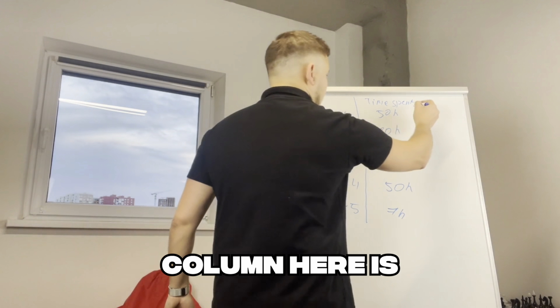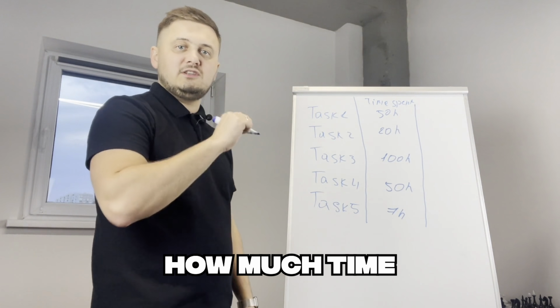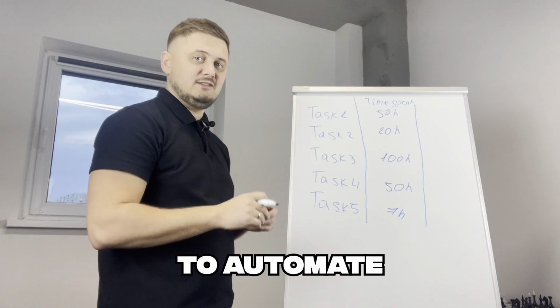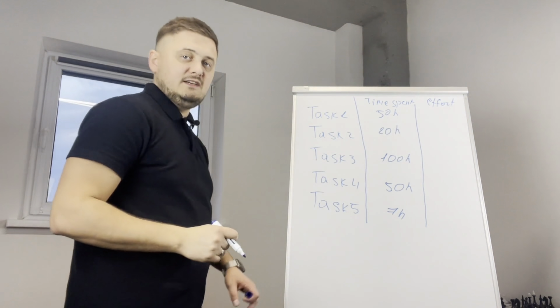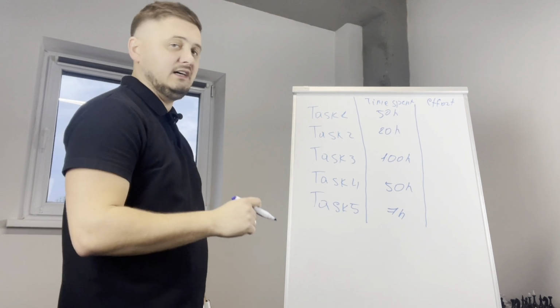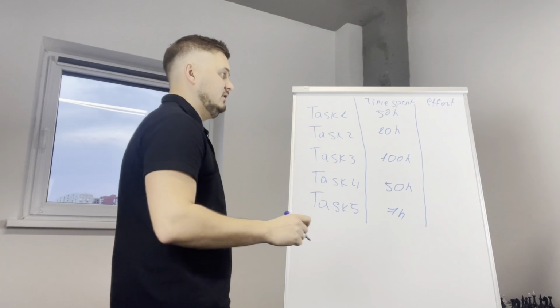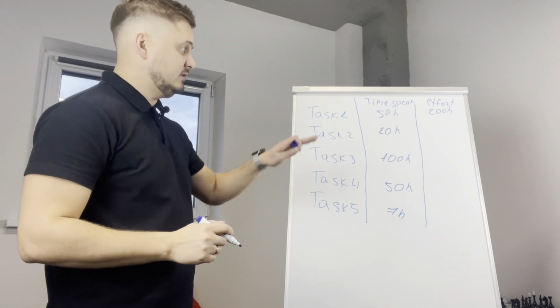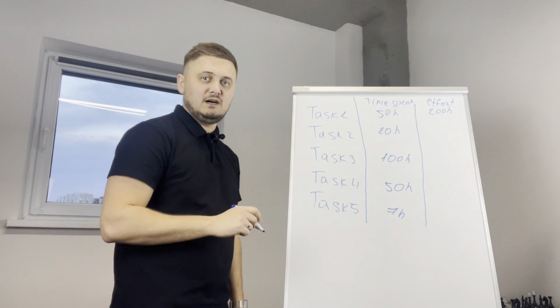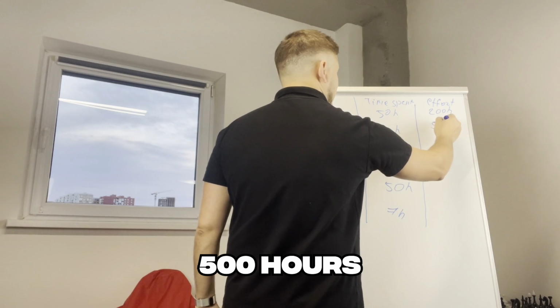So the second column here is how much time you actually need to spend to automate the task. In this column, we will have effort. And now let's say in order to do the first task automatically, automate that process, you need, let's say, 200 hours. So in order to do the next task, this 20 hours, you need to spend 500 hours.